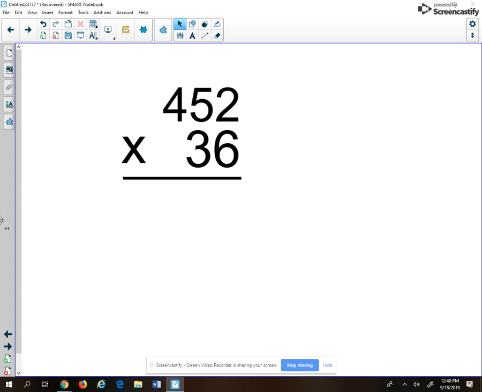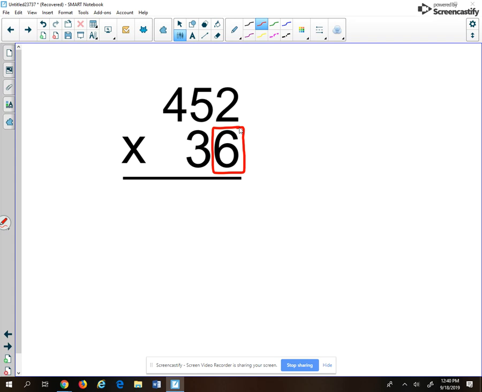Hey friends, I just wanted to quickly make a tutorial to remind you how we go about doing these bigger multiplication problems where we're taking one number with multiple digits, like 452, and multiplying it by another multiple digit number, like 36. So I'm going to start down here in the ones place of my bottom number, okay? You can see I'm going to start with red here, and you're going to see how I like to use different colors to do this to help me keep my work organized.